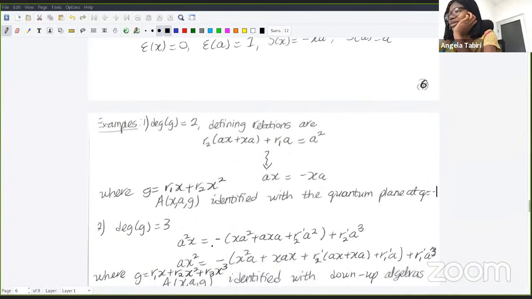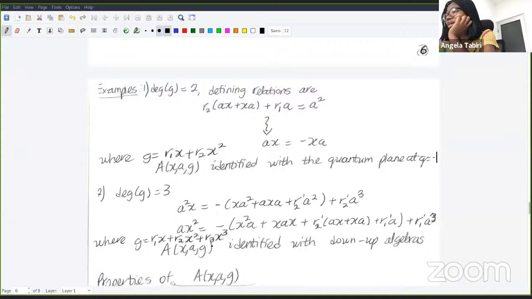Let's first look at some examples which relate to some already known algebras. When the degree of G is 2, then you're defining relations. Since your degree is 2, how many relations do we have? We said the relations are n minus 1, so we have only one relation, and that relation is given by this, where this is your G. We can transform this into A and some, let's say, X prime anti-commuting. And this is already well known as the quantum plane at q equal to minus 1.